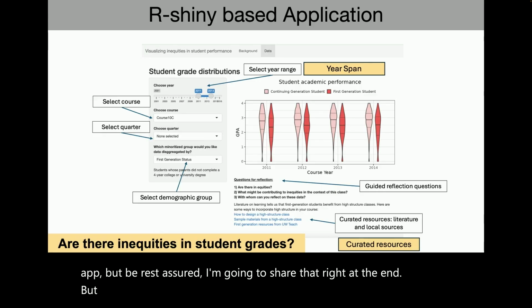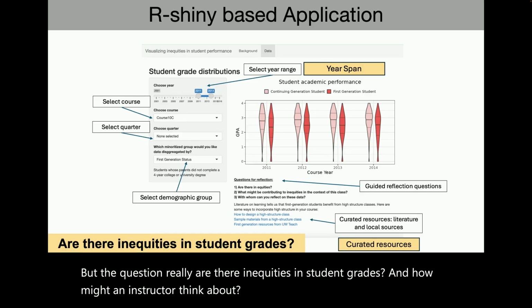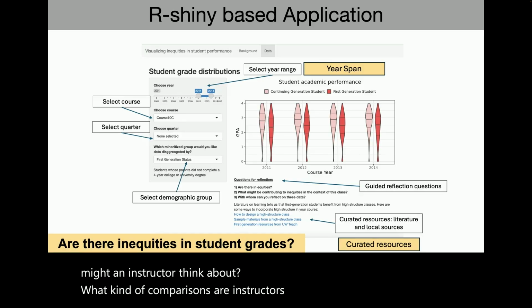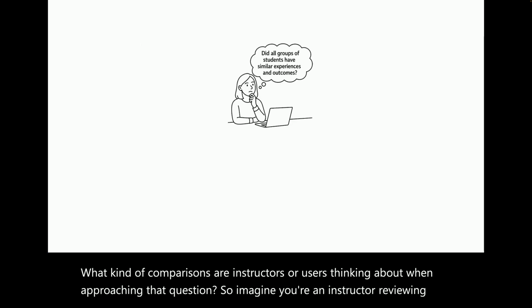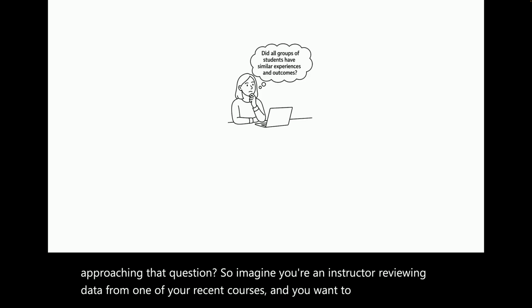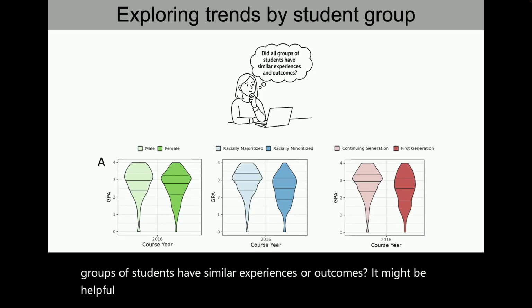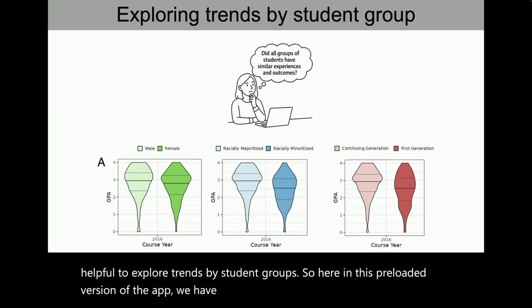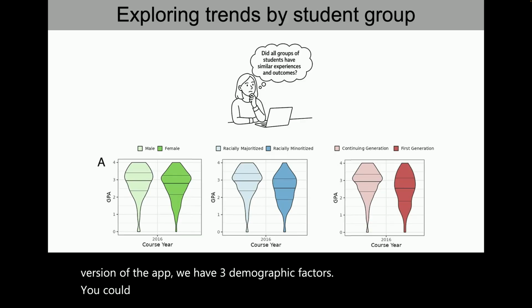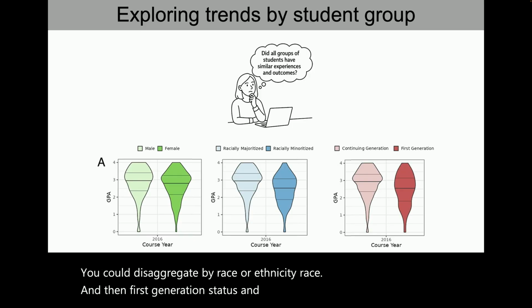But the question really is, are there inequities in student grades? And how might an instructor think about what kind of comparisons instructors or users are thinking about when approaching that question? So imagine you're an instructor reviewing data from one of your recent courses, and you want to know, did all groups of students have similar experiences or outcomes? It might be helpful to explore trends by student groups. So here in this preloaded version of the app, we have 3 demographic factors. You could disaggregate by race or ethnicity, and then first generation status, and then gender. And you could essentially compare all those views.